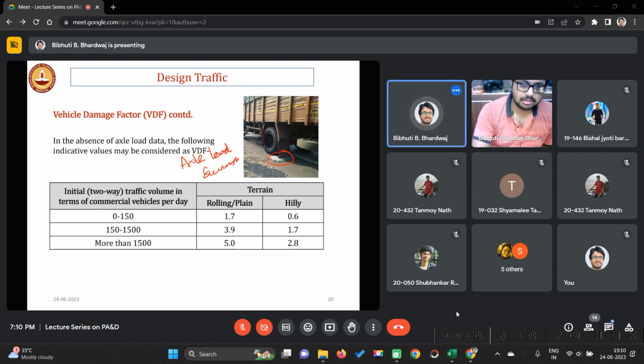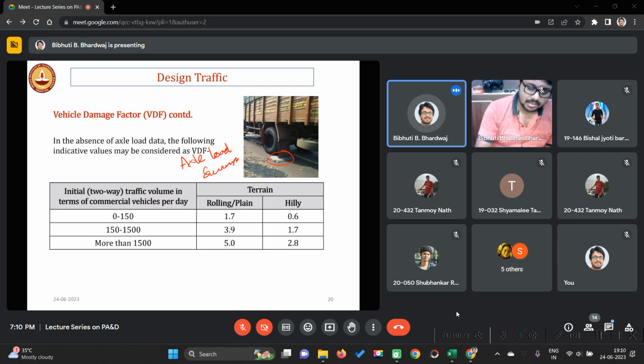Say hilly road, or say it's a small scale work, so you don't want to engage any third party to do this kind of survey, because they will charge minimum 50,000 to 1 lakh rupees for conducting this kind of survey. So in that case, IRC has suggested that okay, if you don't want to do that kind of survey, then okay, you can assume. But while assuming also, you cannot simply assume random values.